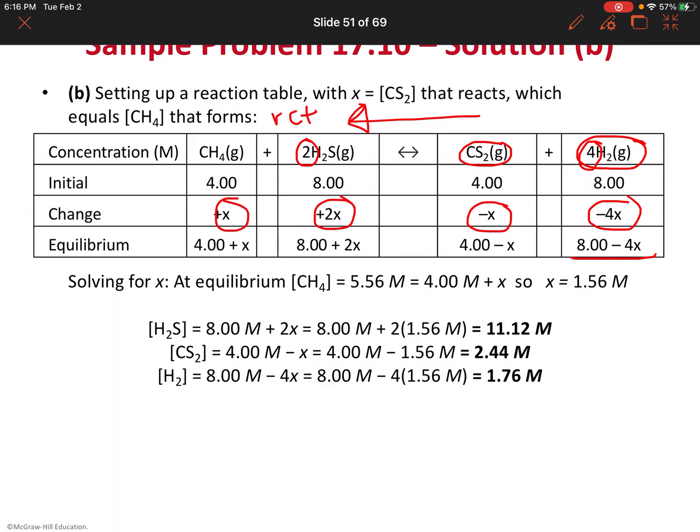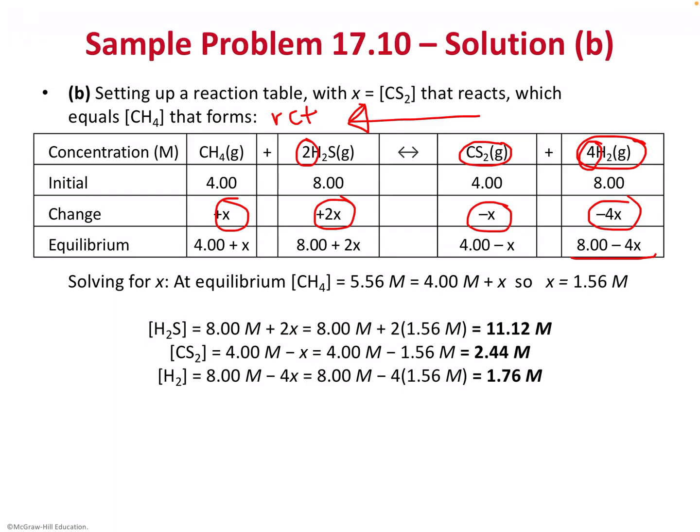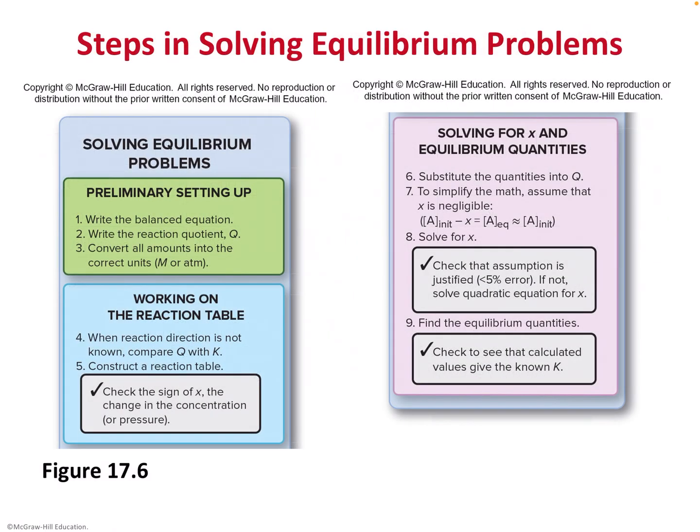Alright, so we did a lot of questions that involve equilibrium concentrations, equilibrium constant, Kc, and all that. And these are the steps in solving equilibrium problems. As a summary, for preliminary setting up, first write the balanced equation, then write the reaction quotient, Qc, then convert all amounts into the correct units, molarity or atm, and then work on the reaction table.